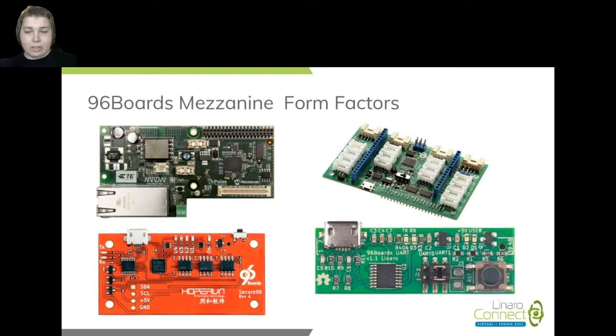We have also smaller boards, like on the right side at the bottom. That's the 96Boards UART Mezzanine. It's very small because there isn't much space required. We also have mezzanines like the CQ96, which feature the form factor of a 96Boards IoT board, so it would fit directly onto it and you can just screw it together.